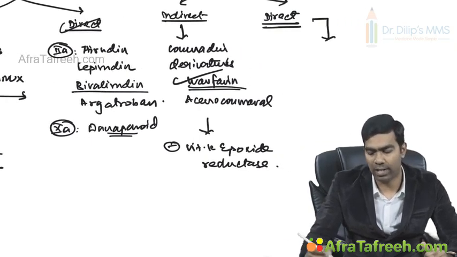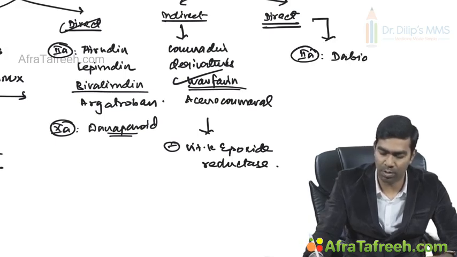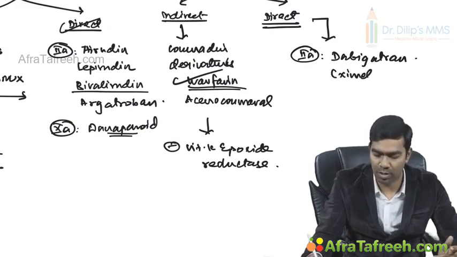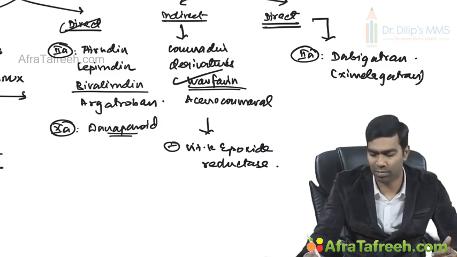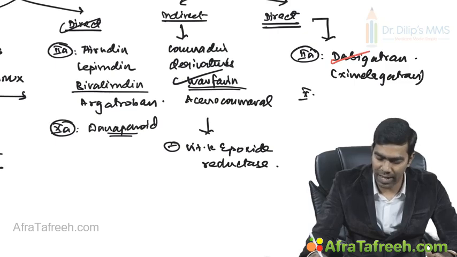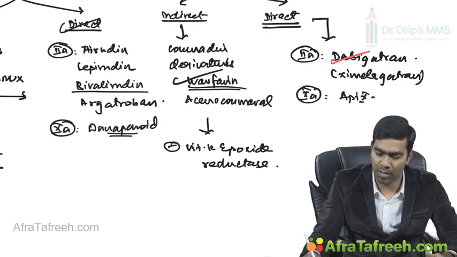Direct means they directly inhibit a particular clotting factor. You have direct thrombin inhibitors, like for example dabigatran, most important. You have something called ximelagatran also, but this is not used or approved for this purpose. It was in the trials, but not famous now. Dabigatran is the one that is very important in this group. Then you have direct factor 10A inhibitors also. There are 3 drugs in this group: apixaban, rivaroxaban, and edoxaban.